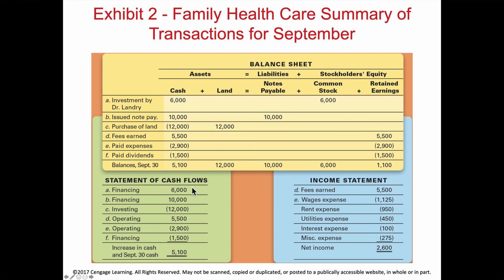And then here are all our cash flows that are categorized by financing, investing, and operating activities. And so sure enough, if you just add up all these cash flows, that gets you to the $5,100, which should be the same as the $5,100 showing in your balance sheet. Everything balances, everything looks as it should.